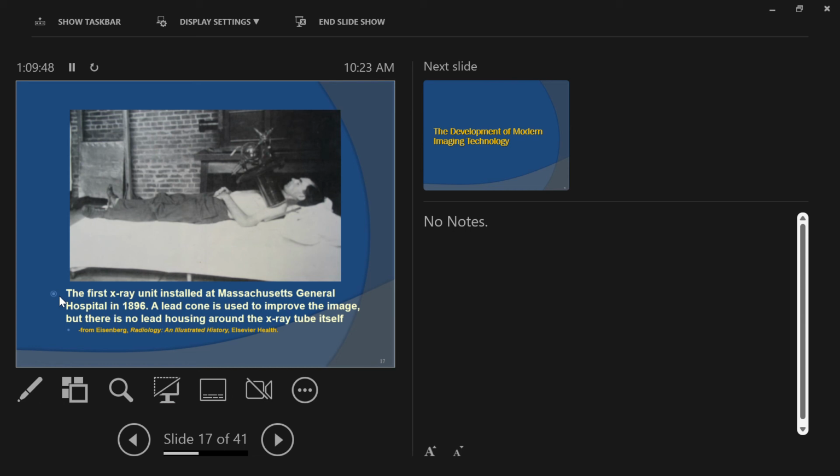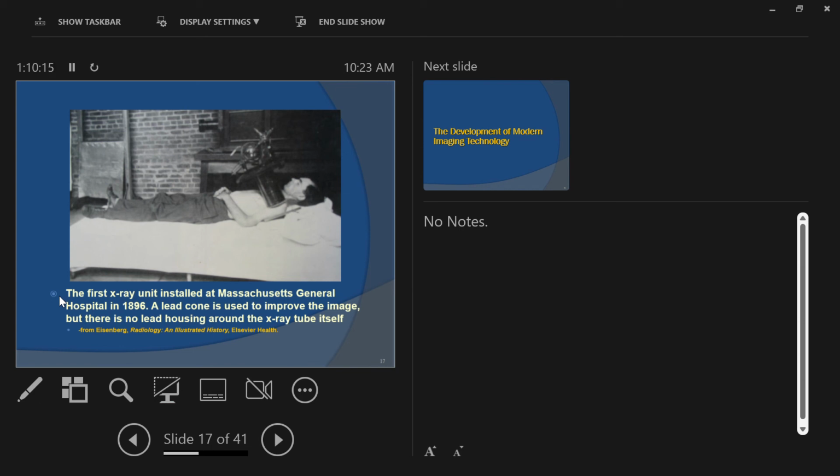Okay, so 1895, at the end of November, we're almost to November 8th. We're almost to one of the anniversaries of Röntgen's discovery. But 1896, less than a year later, in the U.S. (this was in Germany, remember, Röntgen's in Germany), less than a year later, in the U.S., we have installed diagnostic X-ray units. So that's how quickly this spread.